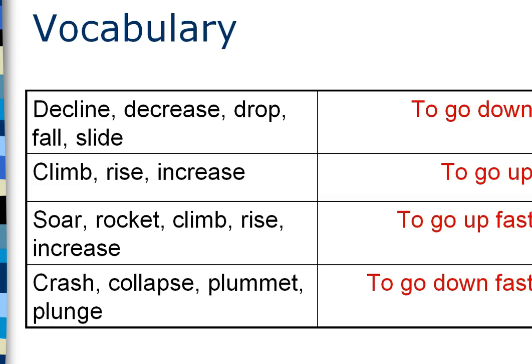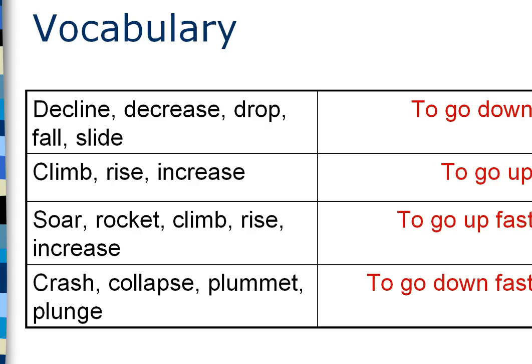Then, once you're going to start and describe your trend, you have four main categories, things that will happen. If we look at the right-hand column here in red, things can go down, or they can go up, and they can do that pretty fast, both up or down. Specific vocab that we can use there is, for going down, that things decline, decrease, drop, fall, or slide, whereas when they're going up, things are climbing, rising, or increasing.